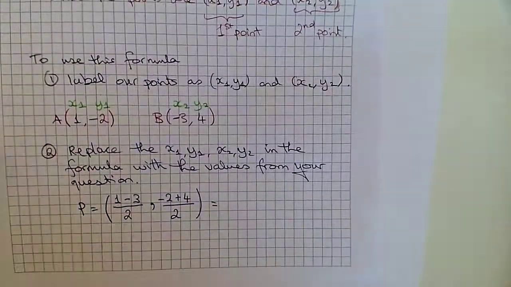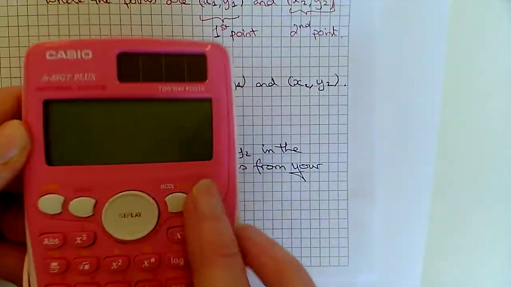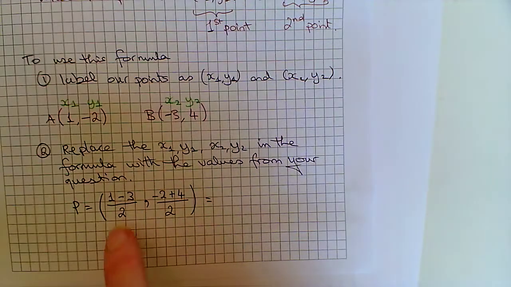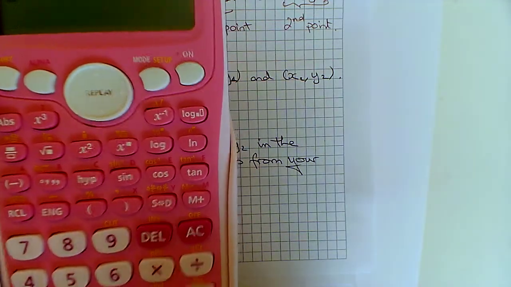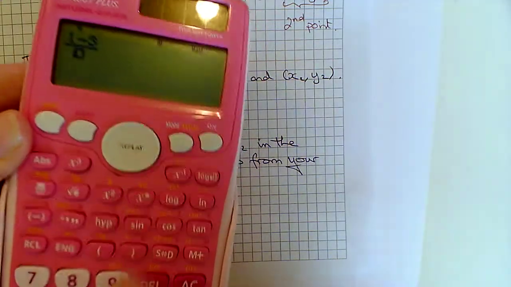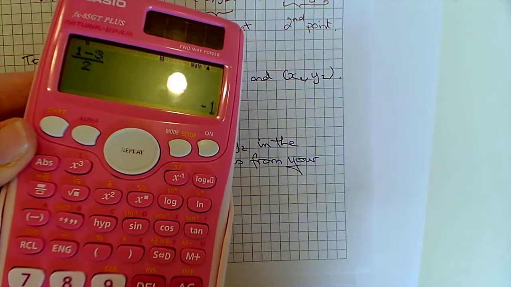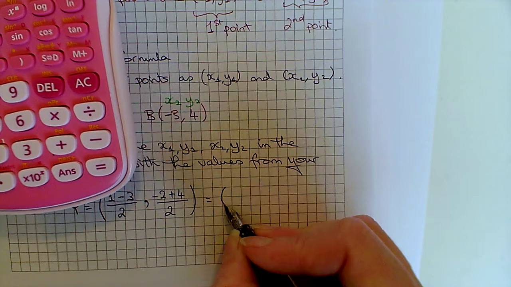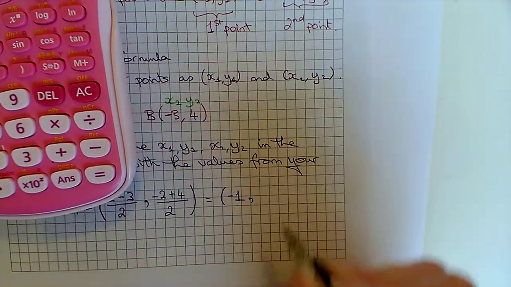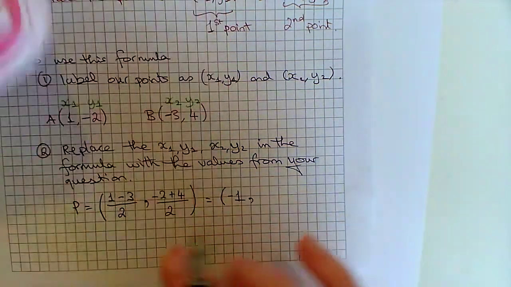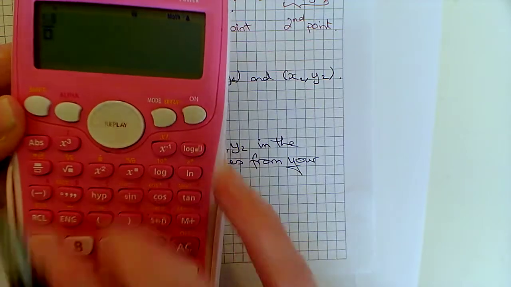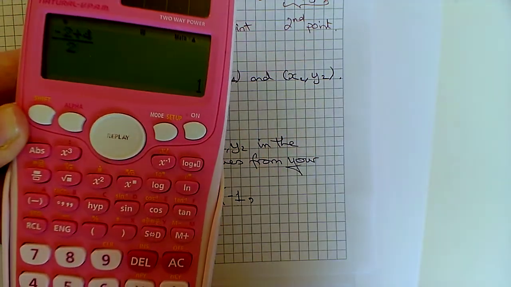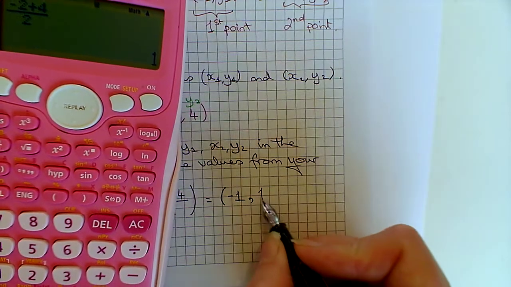And then what do I do with that? Well, you can just use your calculator. You can't put the whole thing in, but I can certainly do 1 minus 3 over 2. Now, this is something you should be able to do in your head anyway. That's negative 2 divided by 2. It gives us minus 1. Minus 1, comma, and the second part, minus 2 plus 4, and then divided by 2. That's going to give me 1.